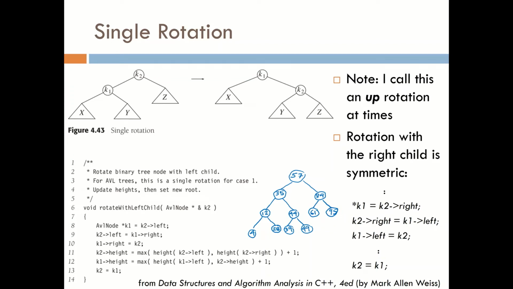Now, let's go over an example that's a little bit more detailed than the one we did before to illustrate how rotate with left child works. So this function, first of all, is symmetric with rotate with right child, okay? And these two functions are the ones that do all of the work. In the case of a single rotation, this function is invoked once. And in the case of a double rotation, it is invoked twice.